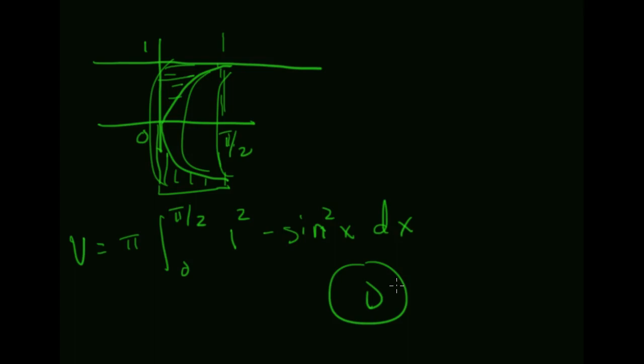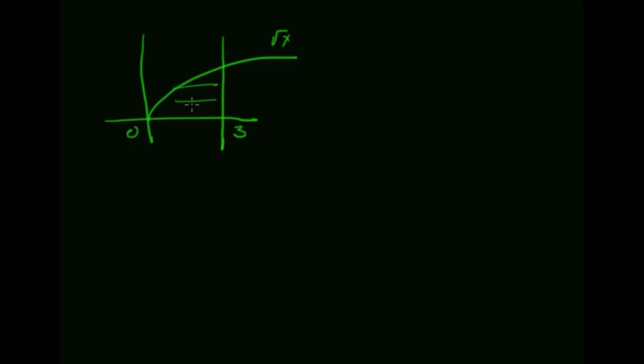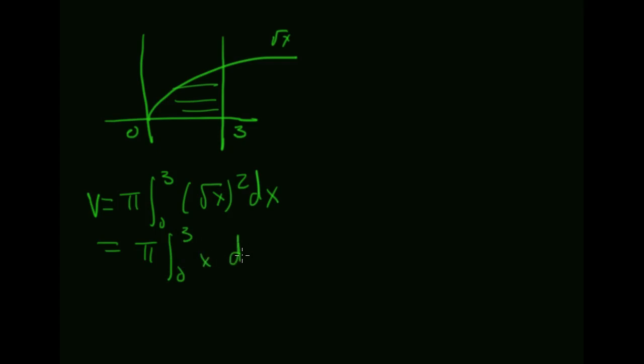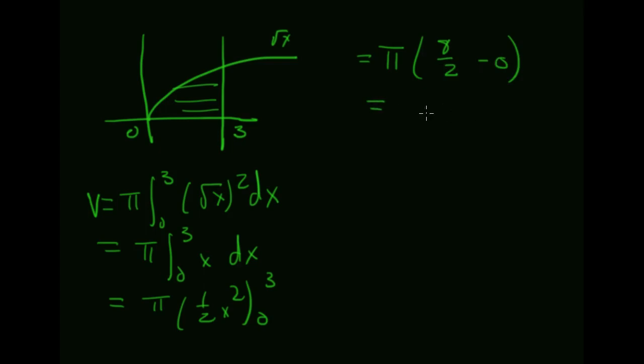Cool. All right, so let's look at number 8. Okay, in problem 8, we've got the x-axis, the line x equals 3, and the curve y equals square root of x. We're going to revolve that around the x-axis, so this is pi times the integral from 0 to 3 of square root of x squared dx, pi times the integral from 0 to 3 of x dx, which is pi times 1/2 x squared from 0 to 3, pi times, let's see, that's going to be 8 over 2 minus 0. 8 over 2 is 4, so that's 4 pi.